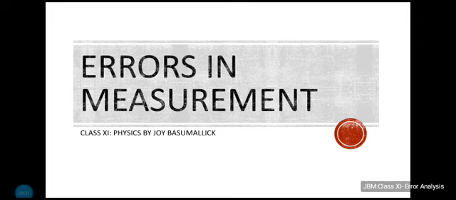Measurement is the foundation of all experimental science and technology. The result of every measurement by any measuring instrument contains some uncertainty. This uncertainty is called error.